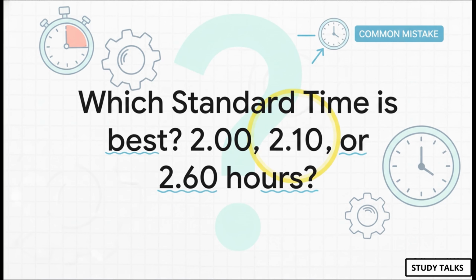All right, let's make this real. Imagine you're the cost accountant. An engineer comes to you and gives you 3 options for the standard time to do a job. Option 1, 2 hours, which is what your absolute best, fastest operator can do. Option 2, 2.1 hours, the time for an average, well-trained worker. And option 3, 2.60 hours, which is just the average from the past. So, which one do you pick?